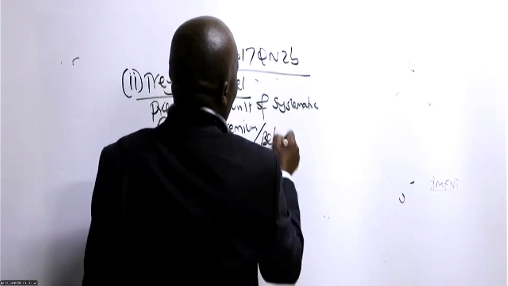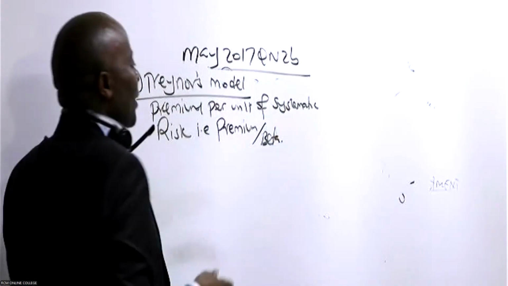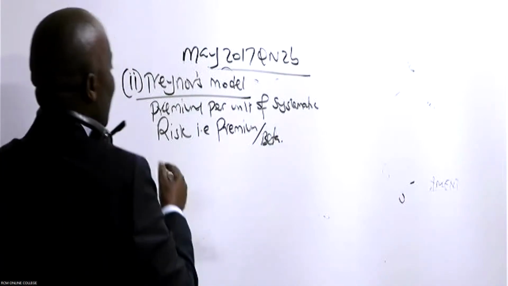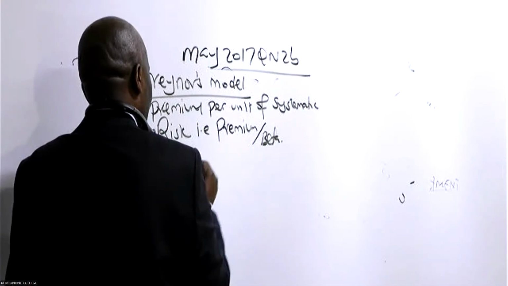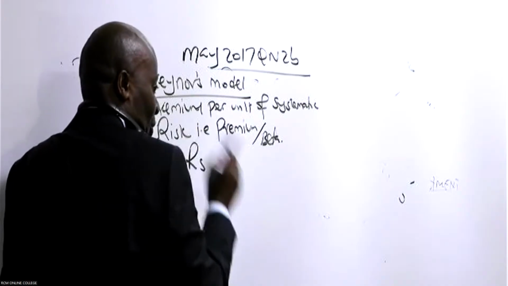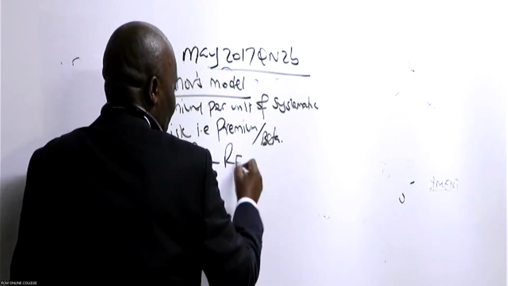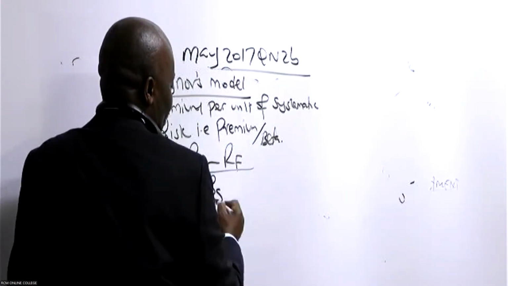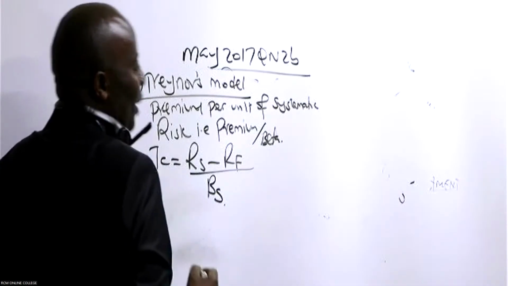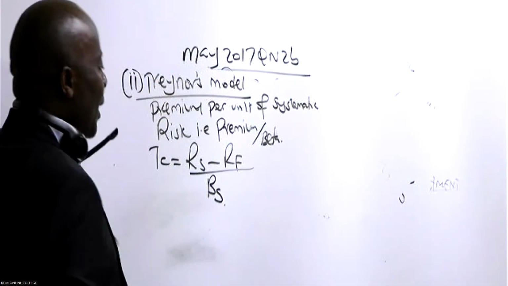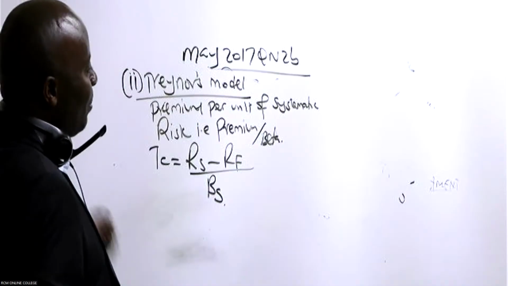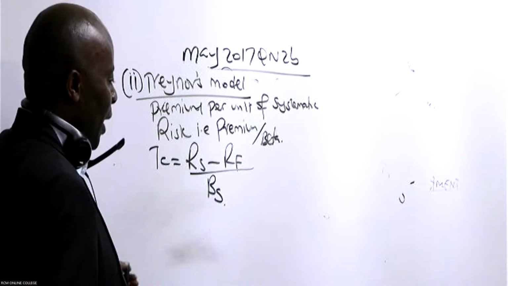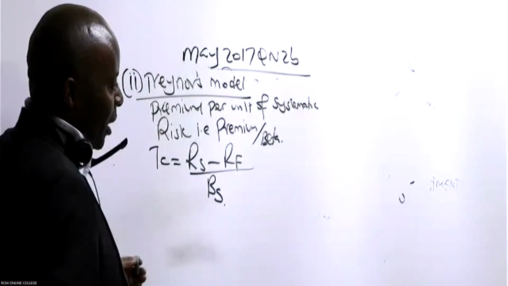That is, it is premium over beta, because systematic risk is measured using what here? Beta. So anytime they want us to give them the Treynor's coefficient, we shall take the returns of the security, minus risk-free, and divide this by beta of the security. But in this question, the examiner never gave us beta. Now I'm using this opportunity to teach you how we calculate this beta, which is a measure of systematic risk.